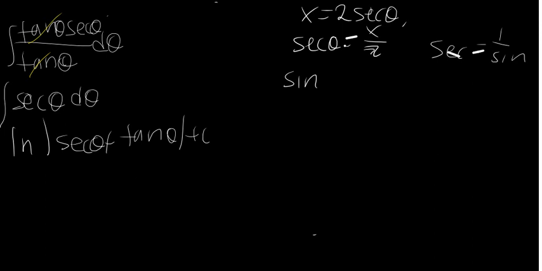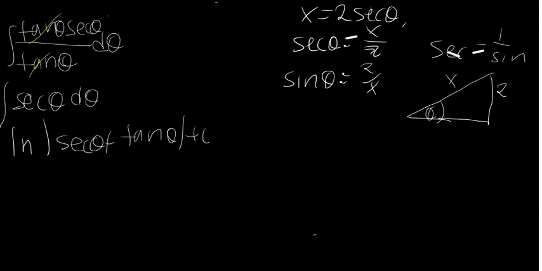Okay, so sine theta is going to be 2 over x, because sine is the opposite over the hypotenuse. Now let's draw our triangle. Let's just draw a simple one. So we have the theta. We know that sine is opposite, so this is the opposite, 2, over the hypotenuse, that is x.